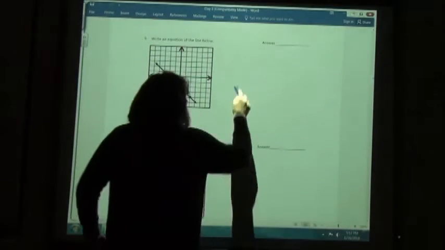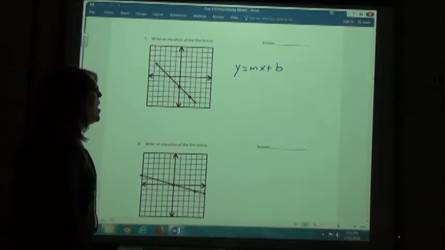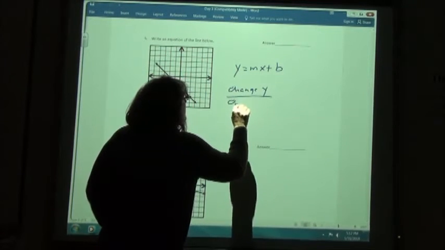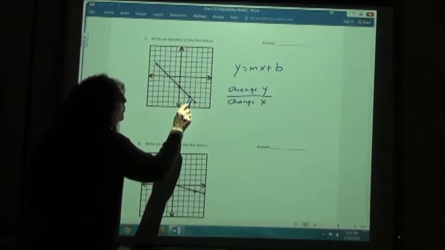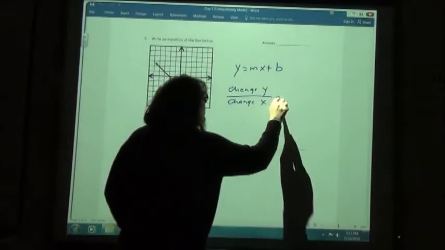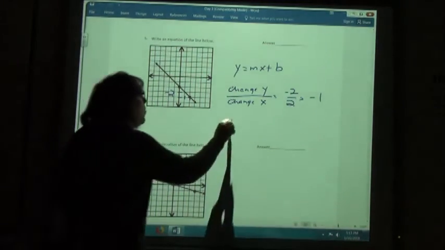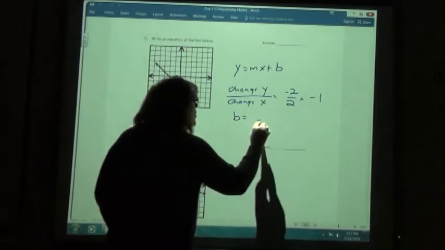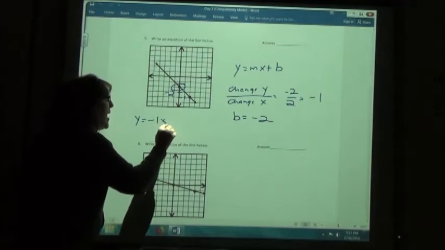Number 5, same thing. I want it in the form of y equals mx plus b. My slope is my change in my y over my change in my x. So if I count this one out, again, I'm starting on the left, going to the right. I'm going to go 1, 2 down, and then 1, 2 to the right. So I'm going to have negative 2 over 2, which is a negative 1 slope. My y-intercept, where does it cross my y-axis? Right here, 1, 2 down, so my y-intercept is at negative 2. So y is going to equal negative 1x minus 2.